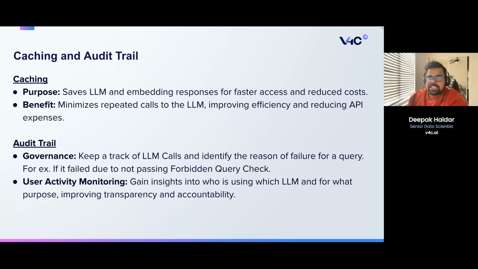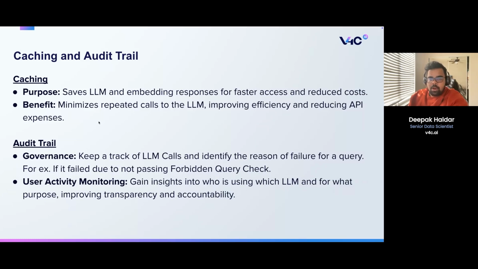So next we'll go over caching and audit trail. These are the two critical features that enhance the efficiency and governance of LLM-based systems. Caching, as we can see, is designed to save LLM and embedding responses. This allows the system to reuse results for similar queries rather than making repeated calls to the LLM. And by reducing the number of API calls, caching significantly improves efficiency and minimizes the cost. For example, if multiple users are asking the same question or similar queries, the cached response is instantly delivered rather than making another API call, which will reduce the additional processing.